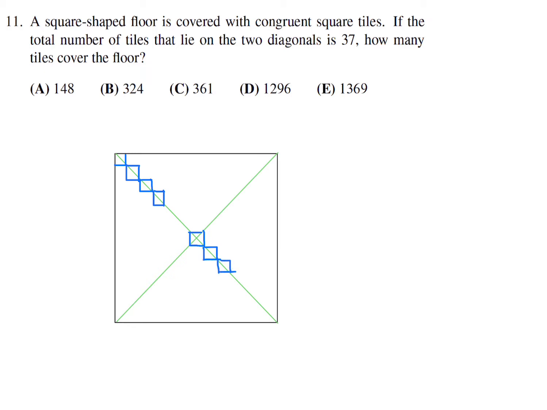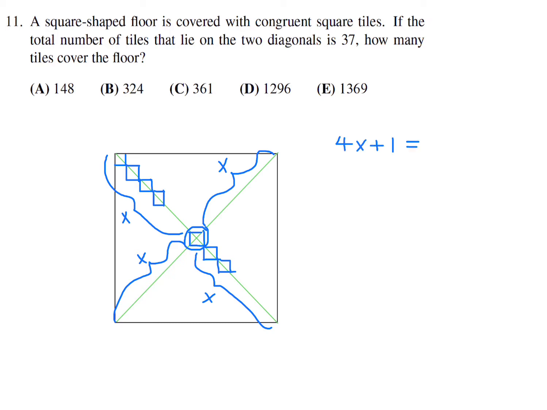So because of the symmetry of this diagram, you will have x here, x here, right? The same number will be there. Similarly, the same number here, and the same number of squares will be there. And then, of course, don't forget the one in the middle. So 4x plus 1 will be the total number that lie on the diagonals, and they are telling us that's 37. So that means 4x is equal to 36, x is equal to 9.